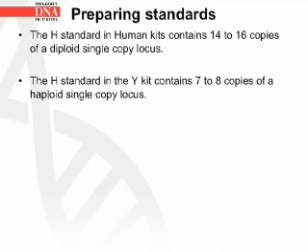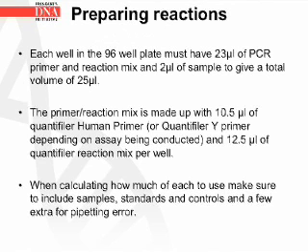The H standard in the human kits contains 14 to 16 copies of a diploid single copy locus, whereas the H standard in the Y kit contains only 7 to 8 copies of a haploid single copy locus. Each well in the 96 well plate must have 23 microliters of PCR primer and reaction mix and 2 microliters of sample to give a total volume of 25 microliters.